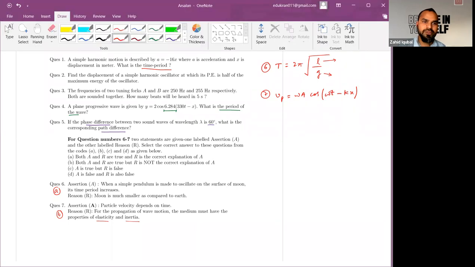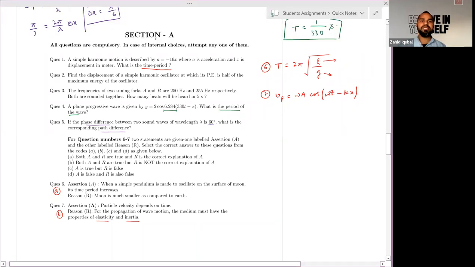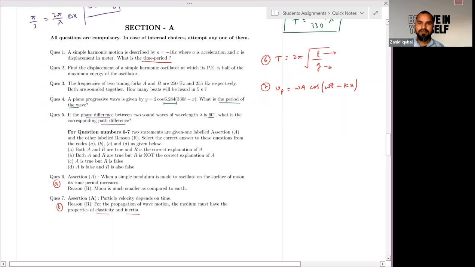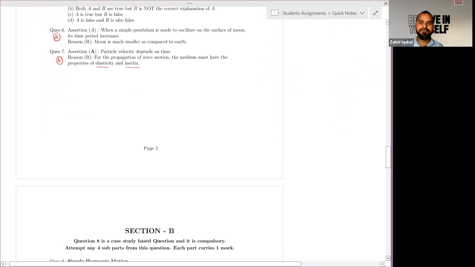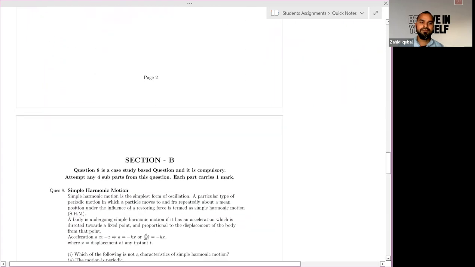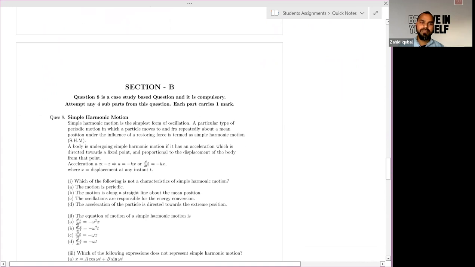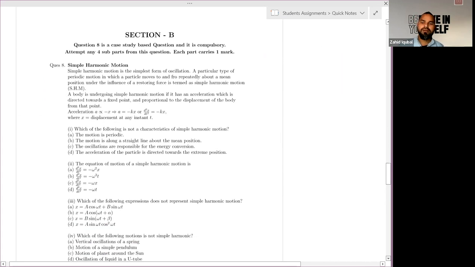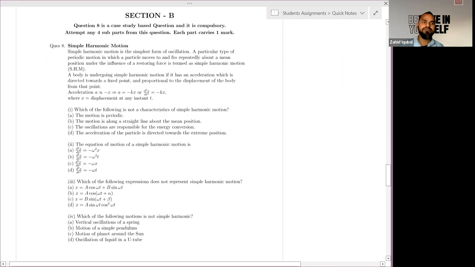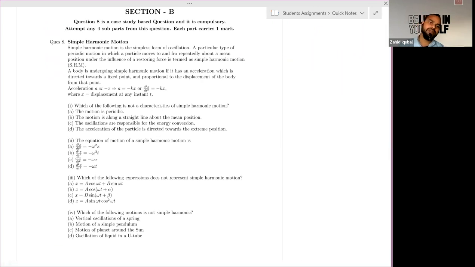So this is all about the first part of this question paper, that is section A. Next is section B, case-based study based on simple harmonic motion.